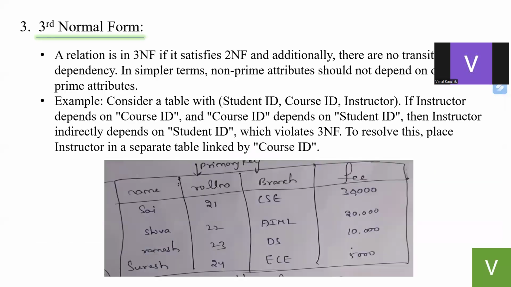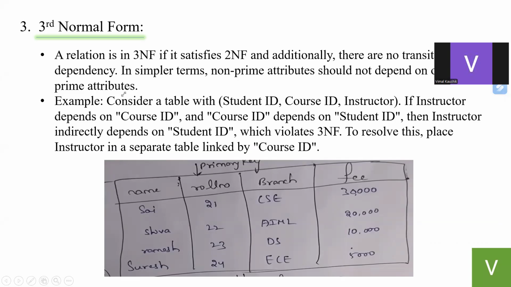Now let us look into the third normal form. A relation is in 3NF if it is in 2NF and additionally has no transitive dependency. So what is a transitive dependency? Non-prime attributes should not depend on other non-prime attributes.